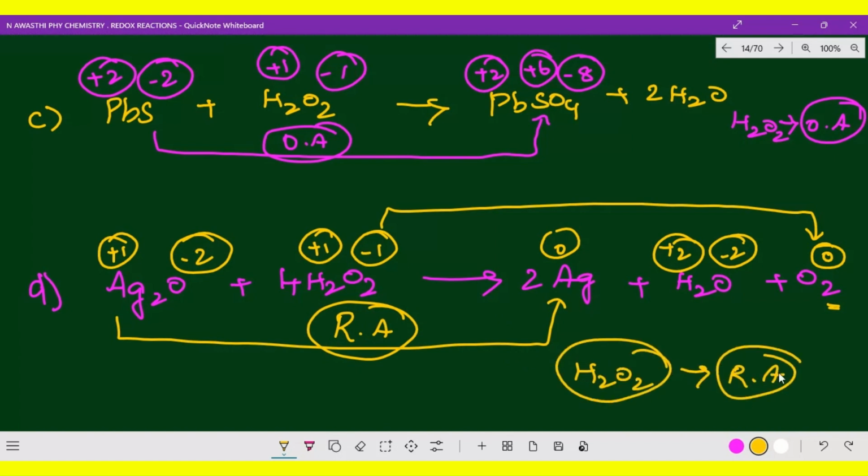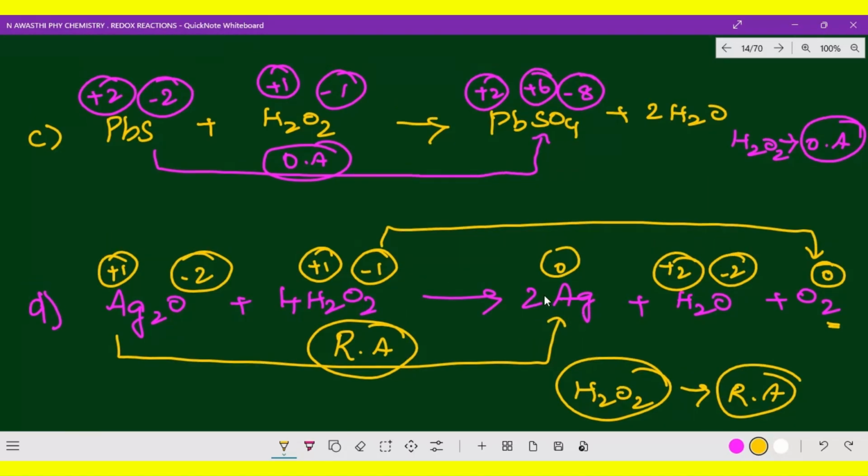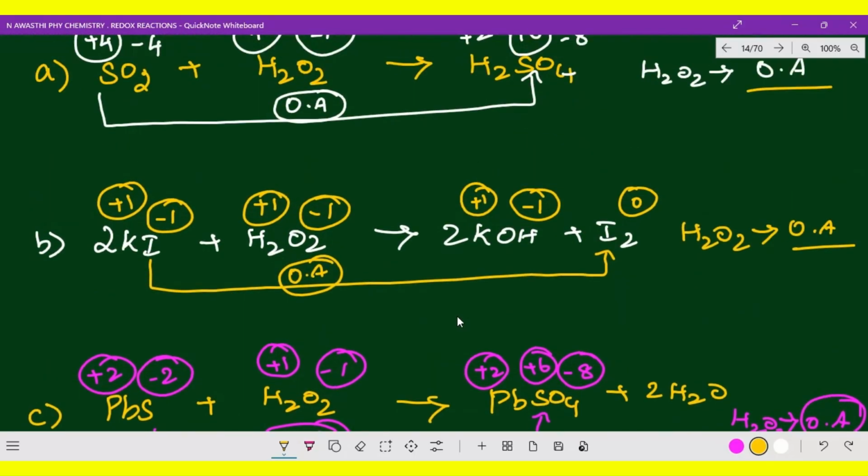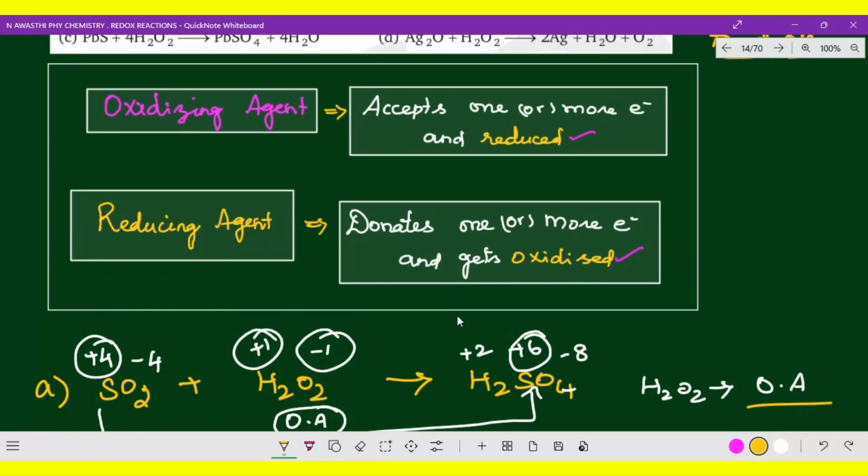Reducing agent means what? It donates one or more electrons. So that means minus 1, which is converted to 0, definitely donates one or more electrons, right? Reducing agent means the one which is oxidized. I hope you got the clarity. Oxidized, reduced. I hope you know the difference between these two points.